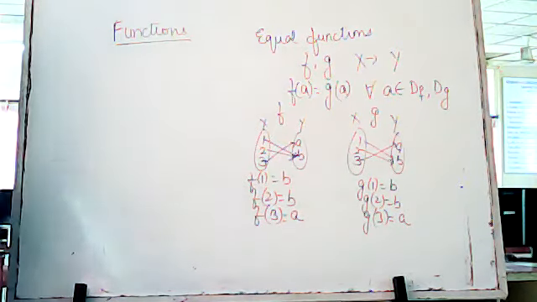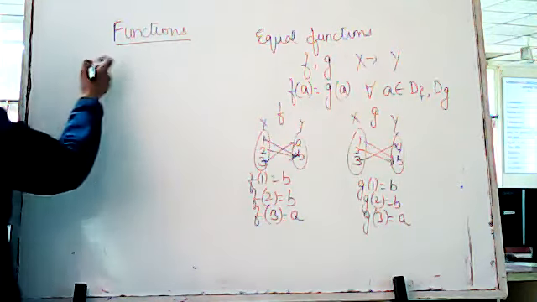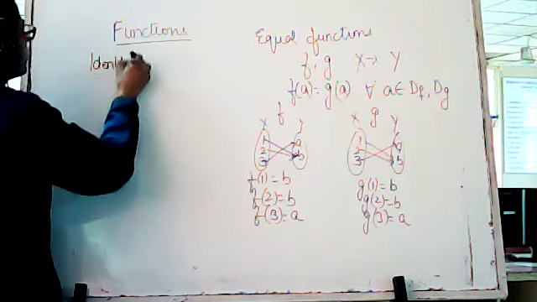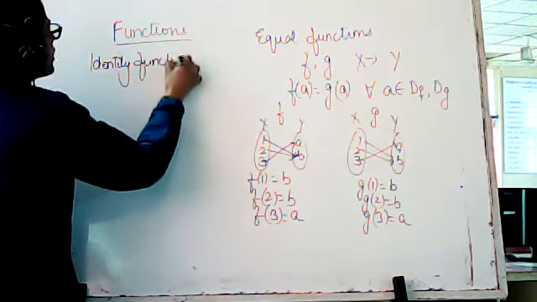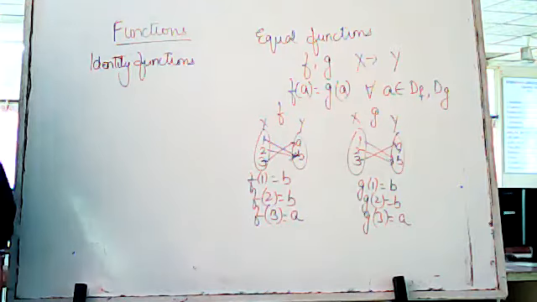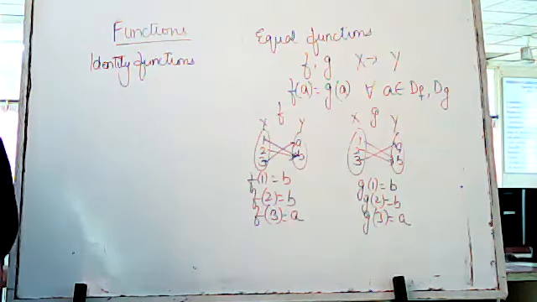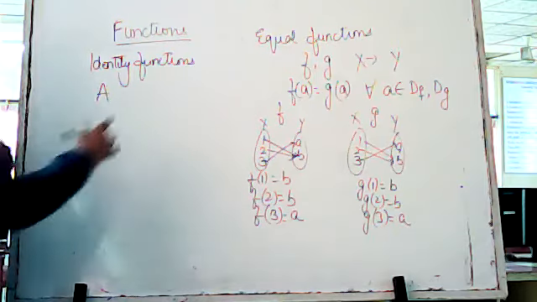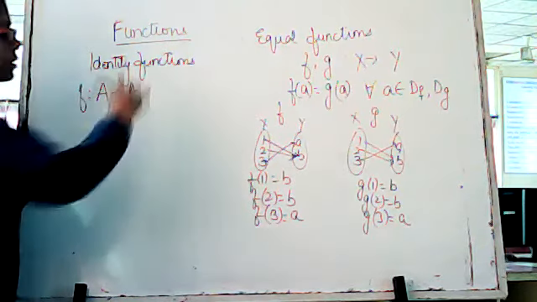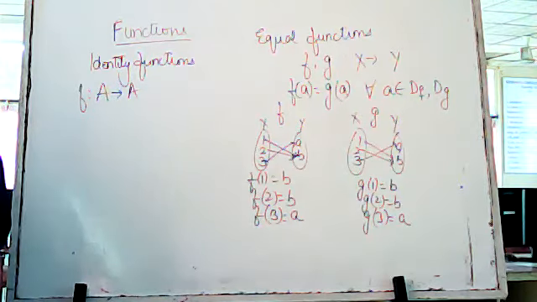Next, we are having identity functions. Consider any set capital A. The function f from A to A is called identity function.